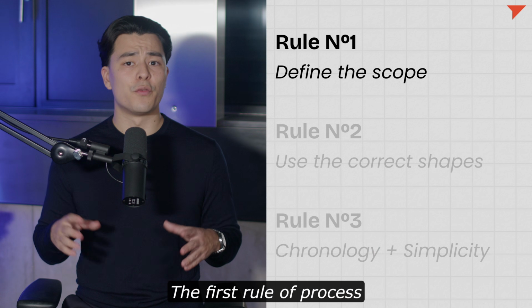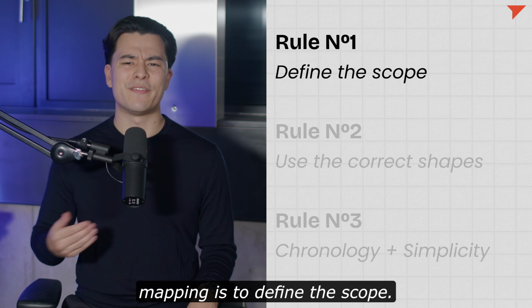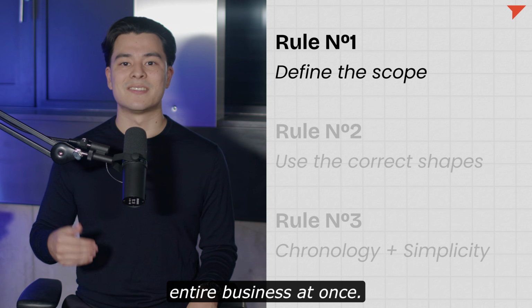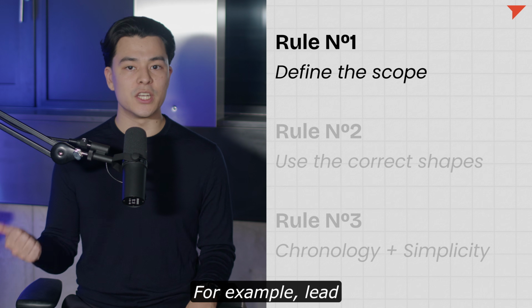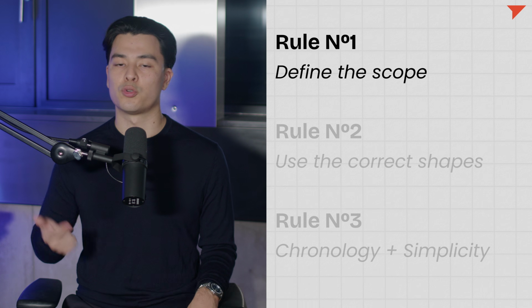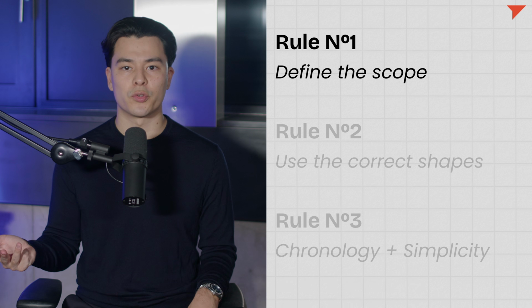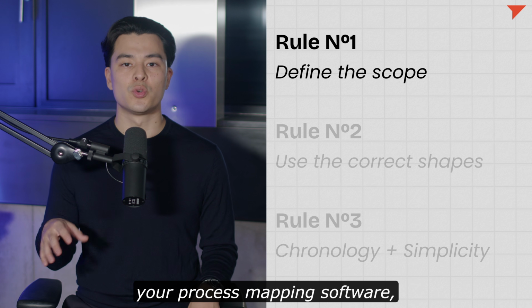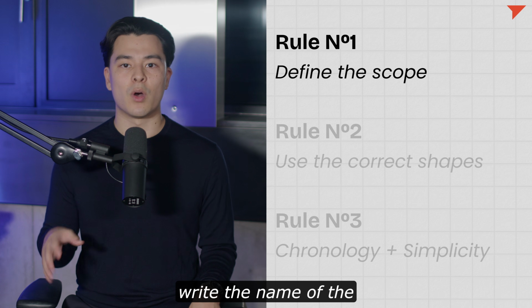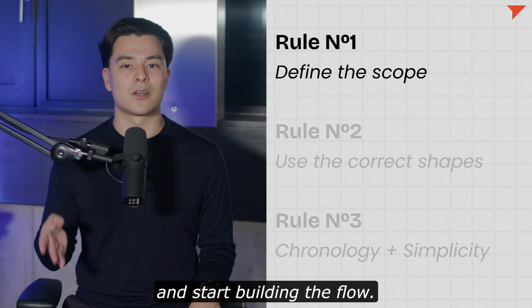But now let me show you how to do process mapping and present to you the rules of process mapping. The first rule of process mapping is to define the scope. You never map the entire business at once. You map one process at a time. For example, lead generation, client onboarding, product delivery, or customer support. You're going to pick one process and map it. So you will typically choose your process mapping software, write the name of the process at the top of the board, and start building the flow.